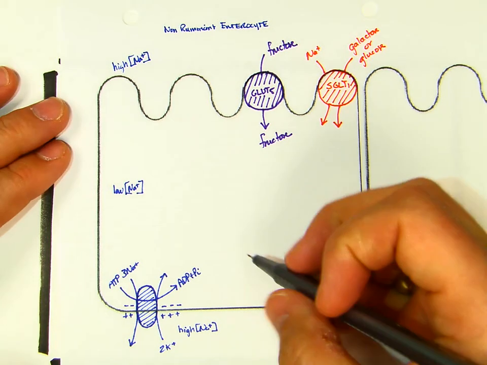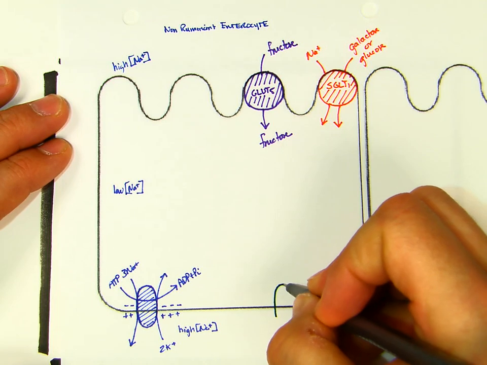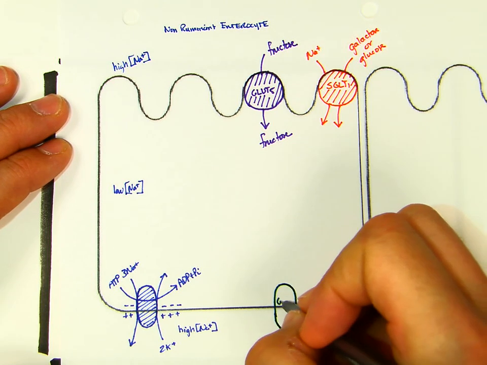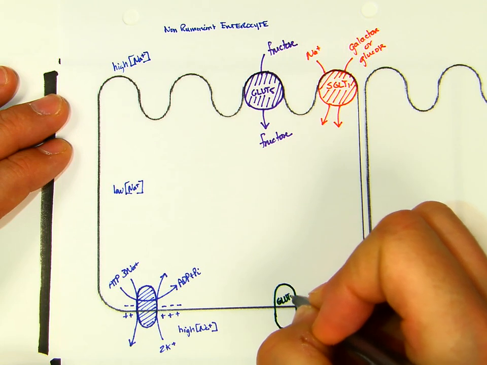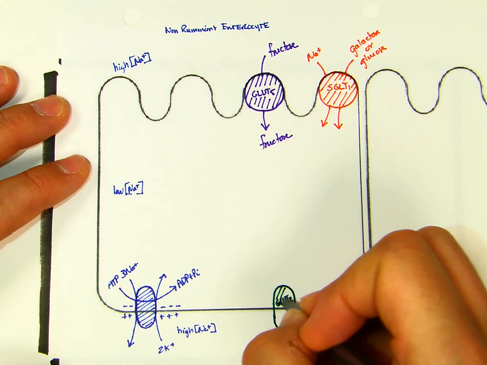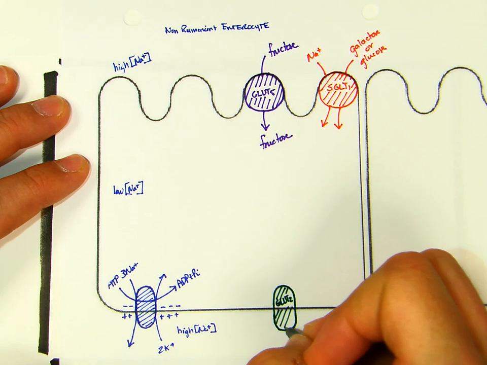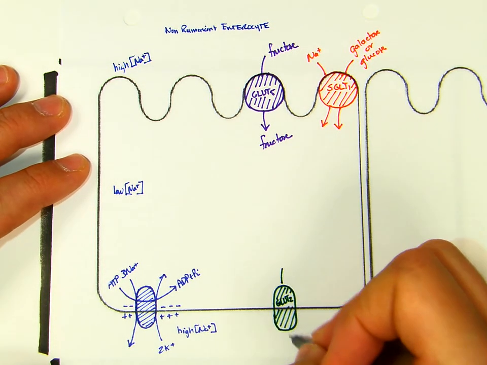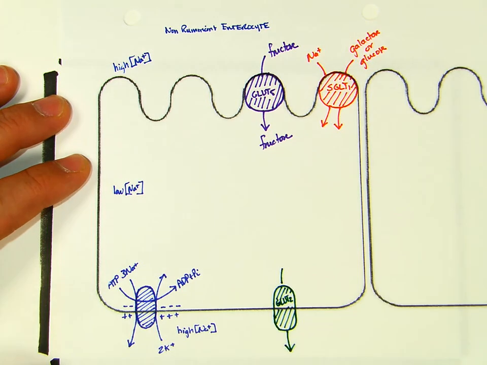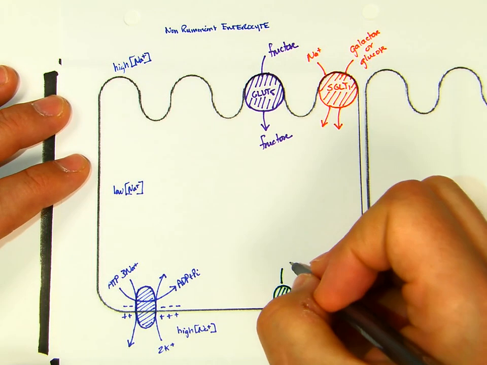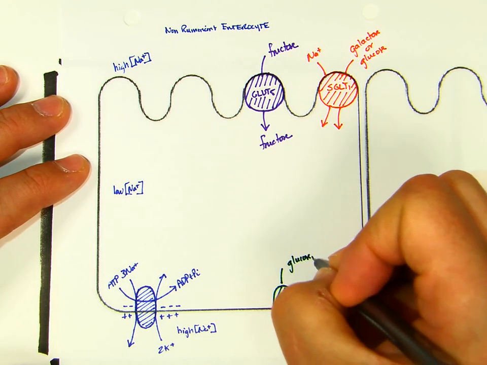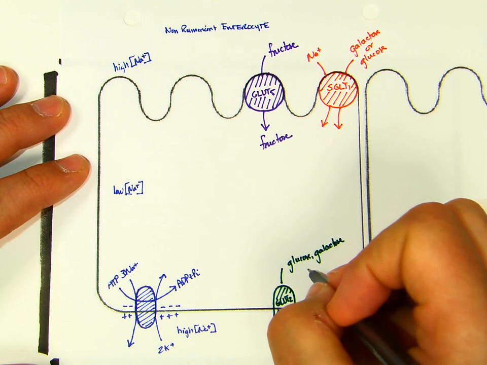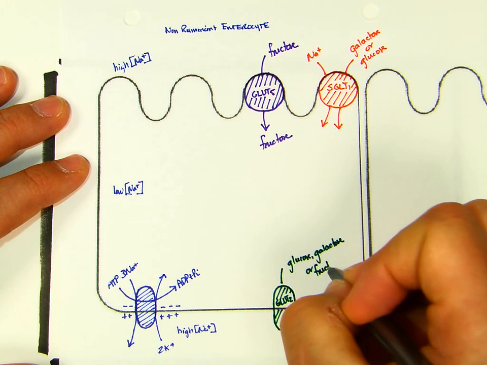Okay, then on the basolateral membrane, we'll put GLUT2. And GLUT2 is going to transport with the concentration gradient glucose, galactose, or fructose.